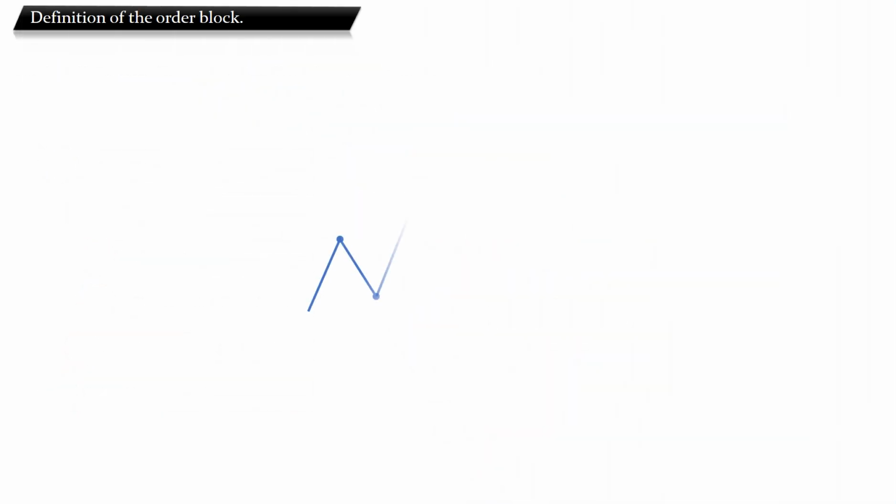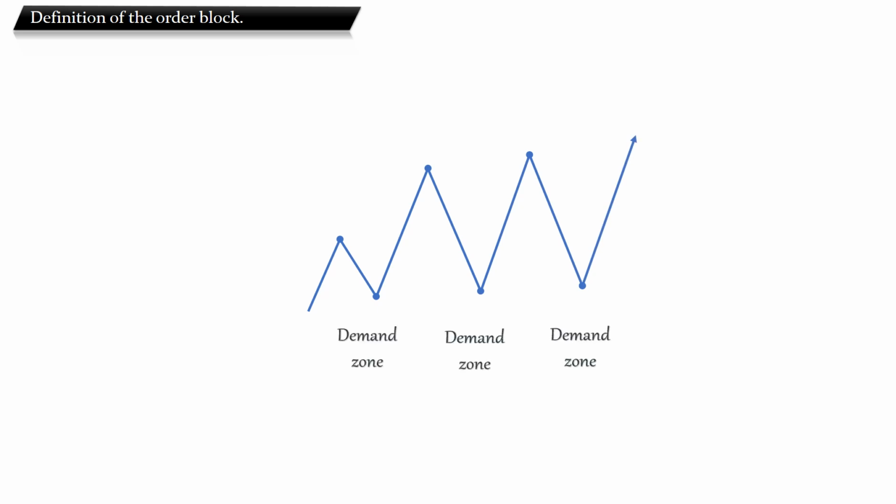Let's begin with the definition of an order block. An order block is an optimized area of supply and demand. In this context, each order block is considered a supply or demand zone. However, it's possible for a particular supply or demand area not to be classified as an order block. But precisely which area is considered the order block?